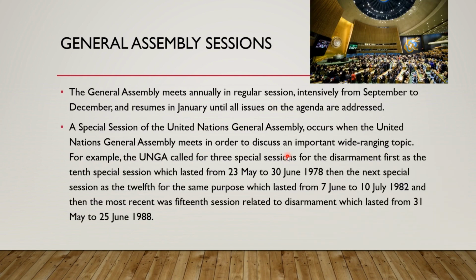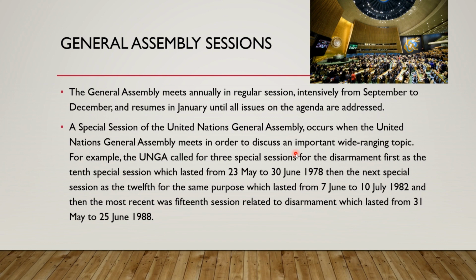General Assembly sessions. The General Assembly meets annually in regular sessions intensively from September to December and resumes in January until all issues on the agenda are addressed. This means that the General Assembly meets regularly from September to December and resumes in January, which means in January it again has some meetings until all the agendas are addressed. Agendas are addressed means all the missions or all the proposals are addressed.